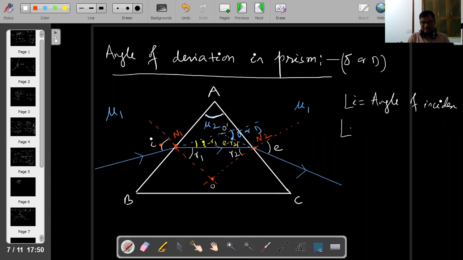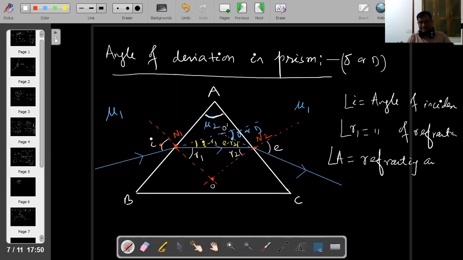Angle R1 is the angle of refraction. Angle A is known as the refracting angle of prism, or angle of prism. That is angle A. Clear?